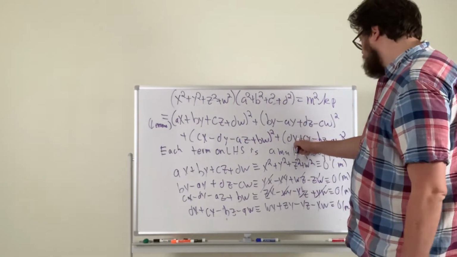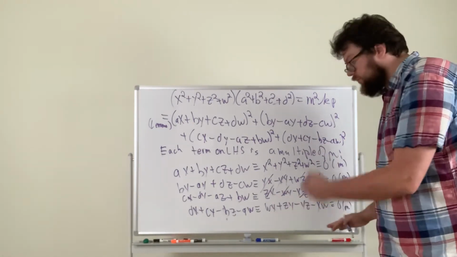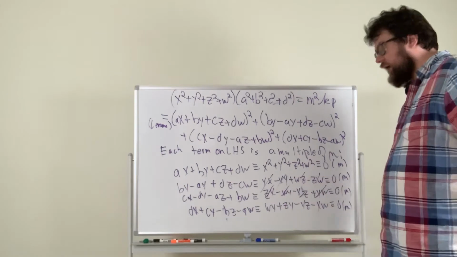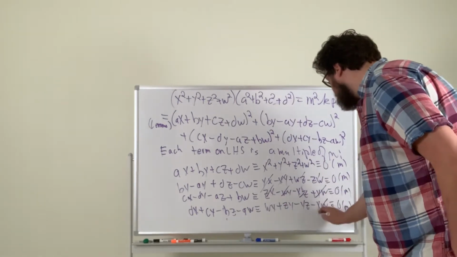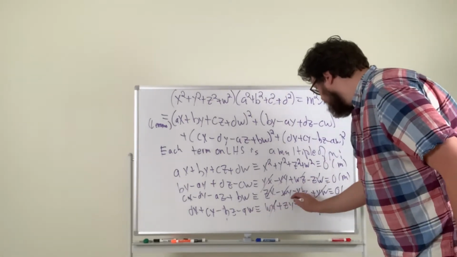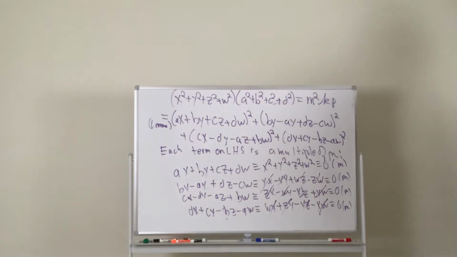And finally, for the last one, I have dx plus cy minus bz minus aw. If I just write up all these things in terms of x, y, z, and w, what they're congruent to mod m, I get wx minus xw over here, and zy minus yz over here, so it's all congruent to 0. Okay? Okay, great.